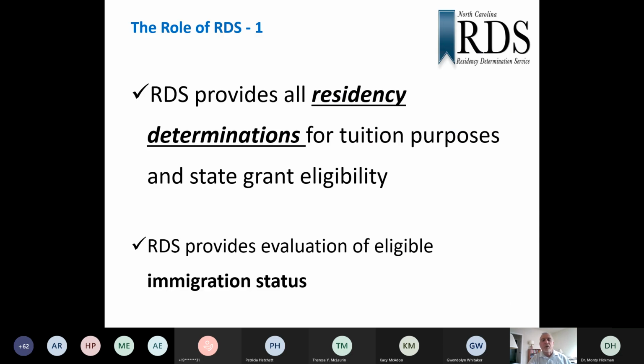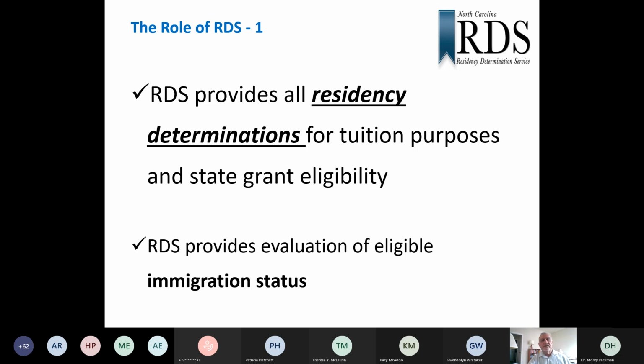So first, in talking about roles, it's RDS's role to provide all residency determinations. So in other words, does the student meet the regular requirements to be considered a resident that are in statute, okay? The exceptions we talk about are exceptions pertaining to tuition. It doesn't change your residency. And that's an important distinction because the laws pertaining to state grants require, in most cases, you have to be a resident and meet the residency criteria. So someone eligible for a waiver would be okay at tuition, but not grants.